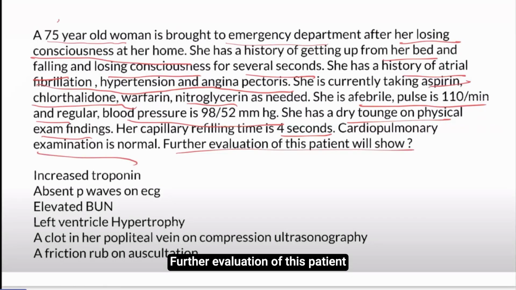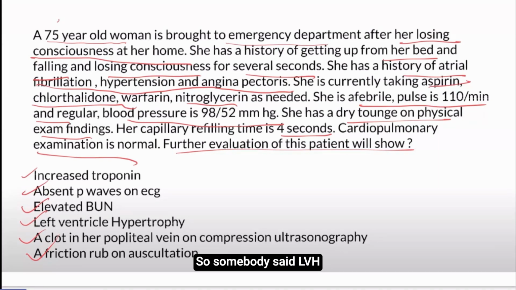Further evaluation of this patient will show what? Is it increased troponin? Elevated P waves? Absent P waves on ECG? Elevated BUN? Left ventricular hypertrophy? A clot in the popliteal vein on compression ultrasonography, or a friction rub on auscultation? I want you guys to put whatever you think the answer choice is in the chat. And let's see how many of you get that correct.